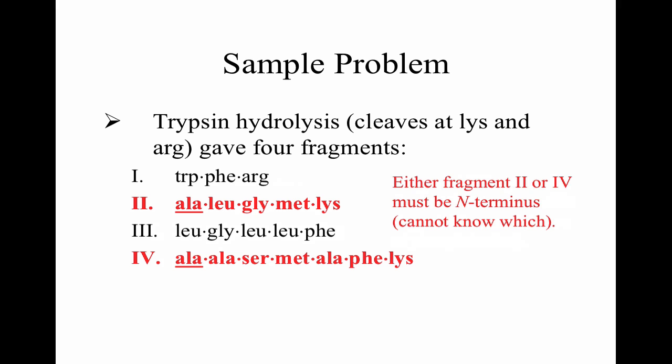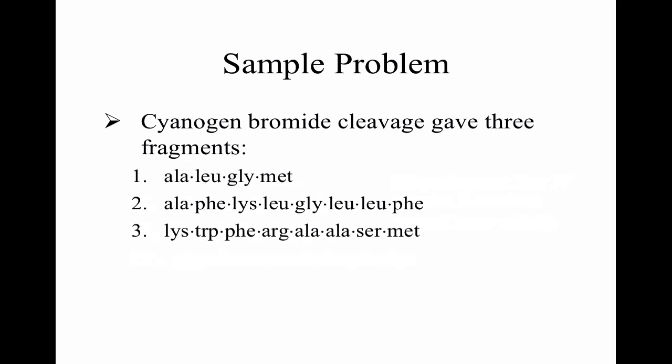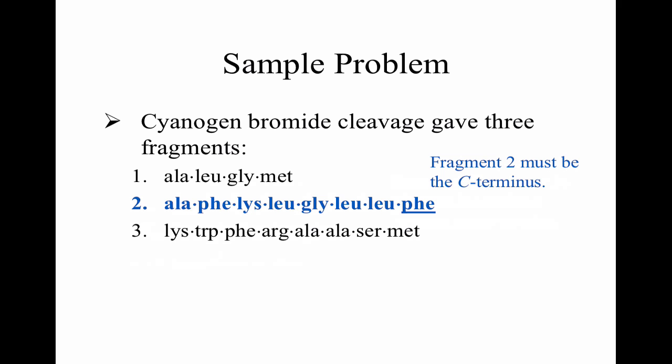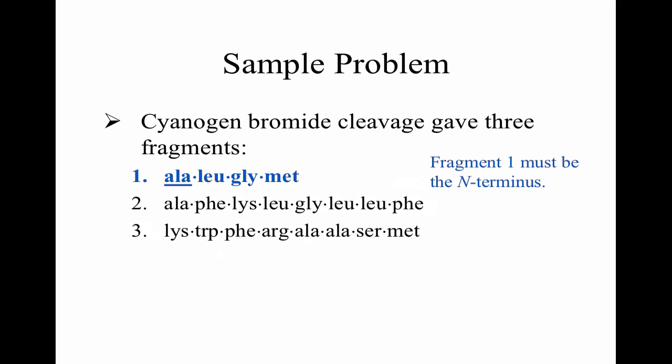So either fragment 2 or fragment 4 have to be the N-terminal side, right? They have to be. And so he does cyanogen bromide cleavage now on these remaining 3 fragments to figure out some more information. Okay? And again, fragment 2 has to be the C-terminus, so now he knows more of the sequence of the C-terminus. Fragment 1 is the N-terminus, that's right. So now he knows this part, he knows that part, and he knows this part, right?